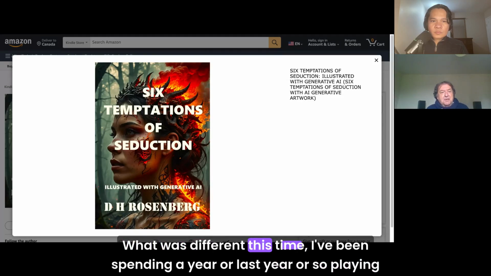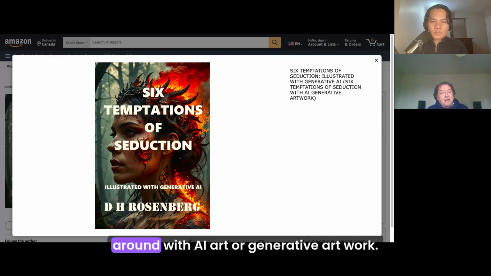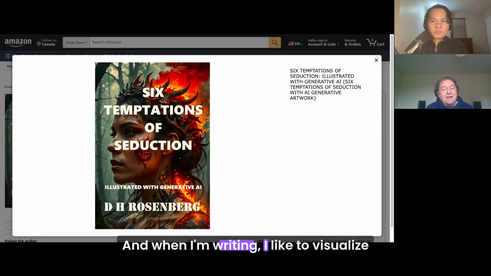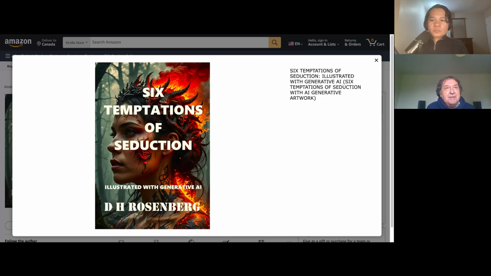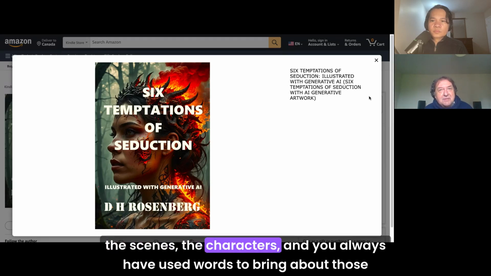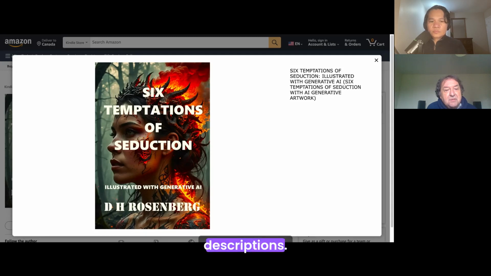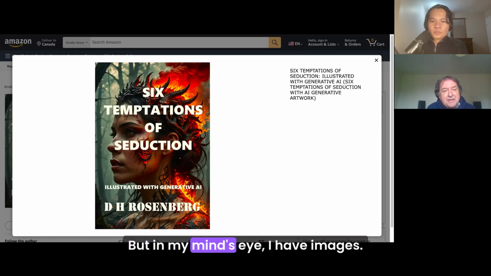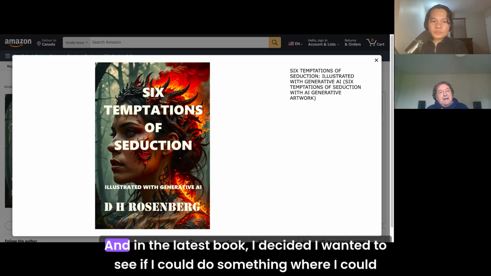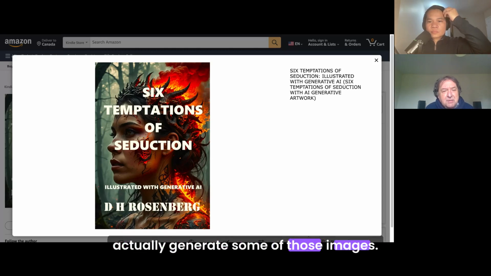What was different this time is that I've spent the last year or so playing around with AI art, or generative artwork. When I'm writing, I like to visualize the scenes and the characters, and you always have to use words to bring about those descriptions. But in my mind's eye, I have images. In the latest book, I decided I wanted to see if I could actually generate some of those images.